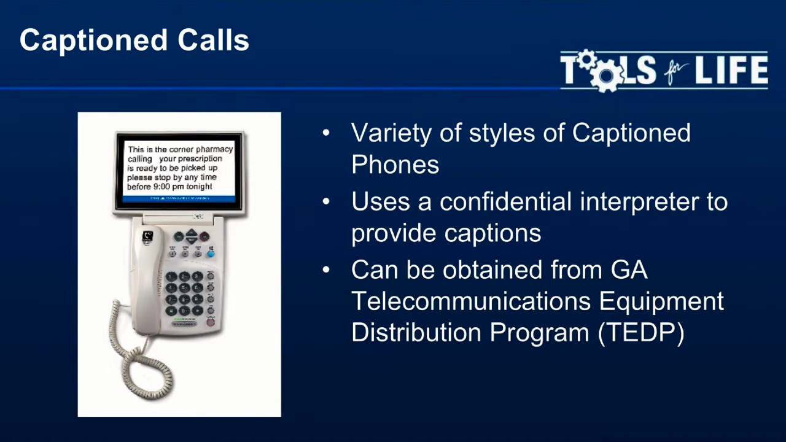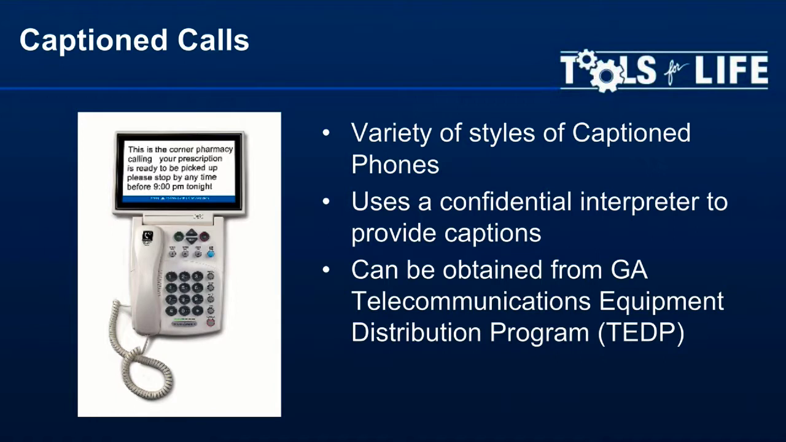With this, it uses a confidential interpreter to provide captions on a phone call that you have. Now, if you do have a consumer who's deaf or hard of hearing and needs this, or if you're working with somebody, this can be obtained through the Georgia Telecommunication Equipment Distribution Program. They can get a phone like this at no cost to the person. But if you're in a work environment, this can be helpful for people that do need that extra access. It can be good for people that just need extra input, that bimodal input. Hearing it and seeing it can sometimes be very important to people.